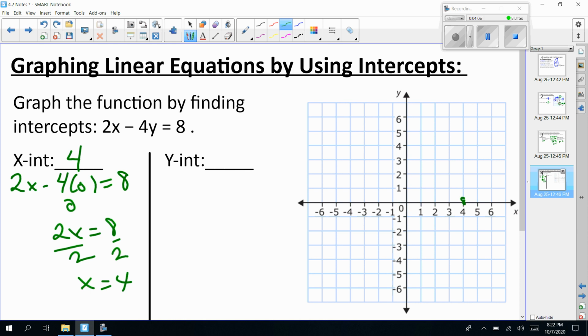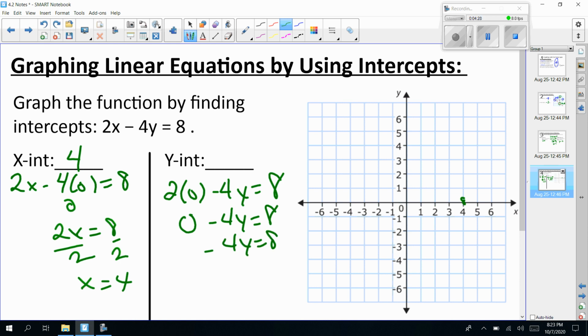Then we do our y-intercept to find the y where it crosses the y-axis, or x is 0, so we plug in 0 for x, and we set it up the same way. 2 times 0 is 0, minus 4y equals 8, gives us -4y equals 8. Divide both sides by -4. And we have y equals -2. So it crosses at -2.